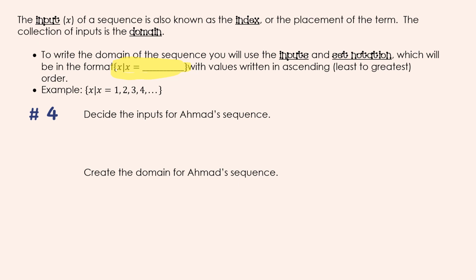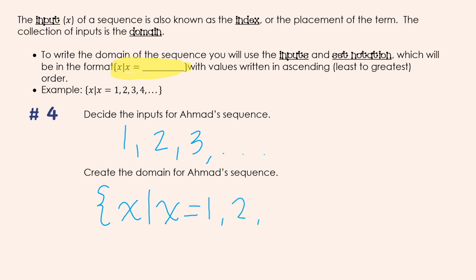So for Ahmad's sequence, his inputs were his stages, which were 1, 2, 3, 4, and so on. I'm just going to use 1, 2, and 3. You could use 4 as well. So to write that as a domain, again, domain uses the inputs or the indexes, which are 1, 2, 3, and so on, and it uses x. So x such that x equals 1, 2, 3, and so on. Now these little guys right here are called braces. Set notation always uses braces.